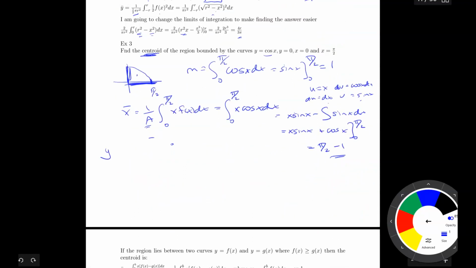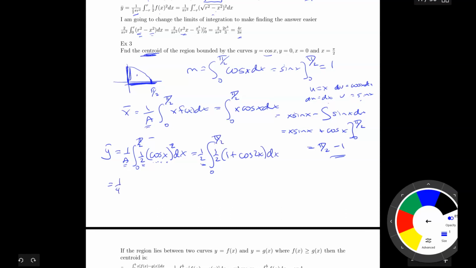So now let's go find my y bar. My y bar is 1 over a, 0 to pi over 2, just writing it down again. So it's 1/2 the function squared. The function is cosine of x, and the a is 1, right? So I'm going to pull this 1/2 outside. And I know to take the antiderivative of cosine squared, I need the half angle formula. You're familiar with that. You got to know everything all the time.